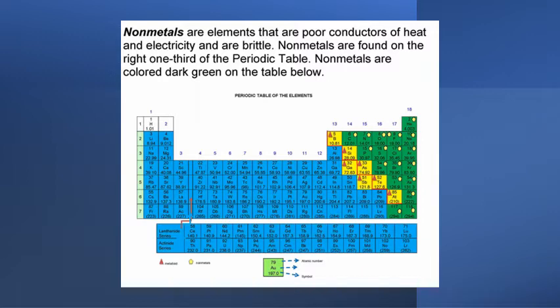Nonmetals are elements that are poor conductors of heat and electricity. Nonmetals are brittle. Nonmetals are found on the right 1/3 of the periodic table. They're colored dark green on the table.